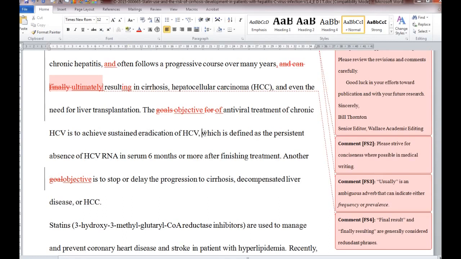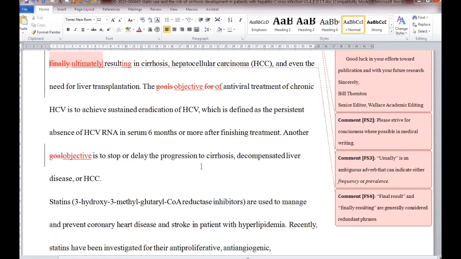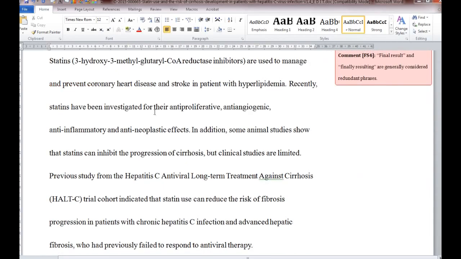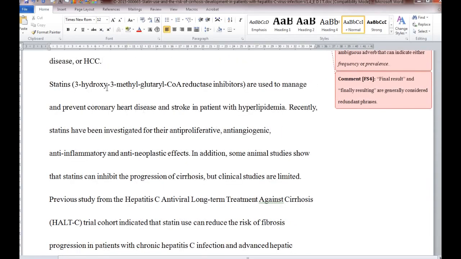Okay, antiviral treatment of chronic HCV is to achieve sustained eradication. Okay, and which is defined as, now this which, I'm a little bothered by this because achieve sustained eradication. Eradication is what which is referring to. And then we have of HCV. But I think the meaning is rather clear. Usually which refers to whatever is immediately placed before the comma. I'm going to come back to this notion in a moment with another usage subsequently. Okay. I actually think this clause is fine.